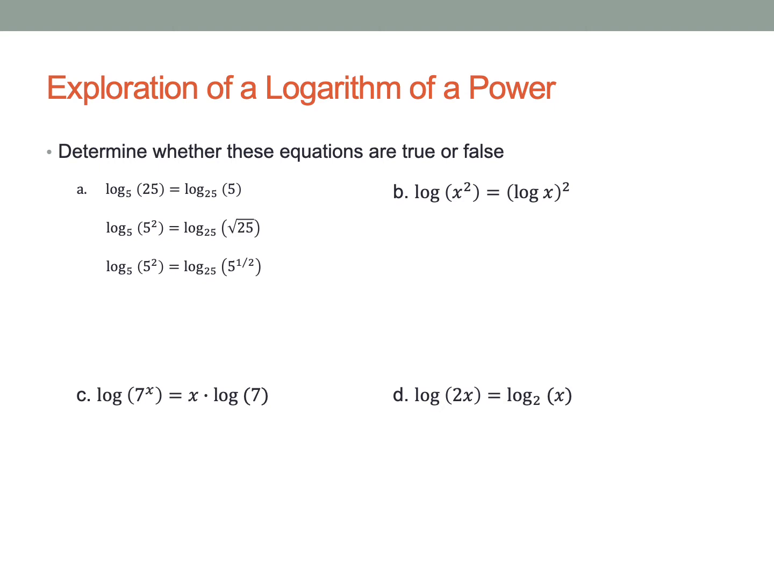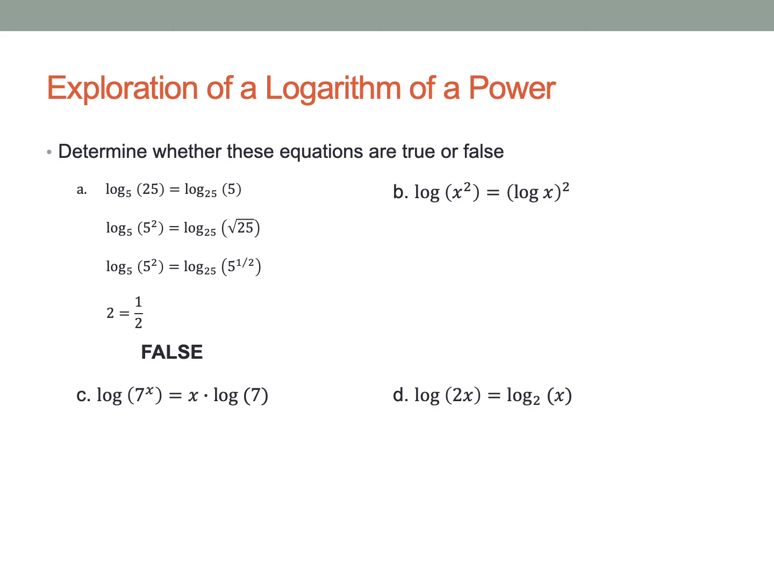So remember, the square root of 25 is equal to 25 to the 1/2. And so if you have log with the same base as the power, those cancel. So the left side is 2, and the right side is 1/2. So this is false.